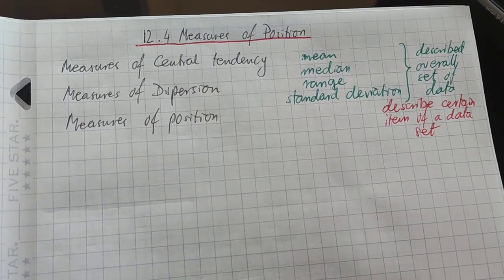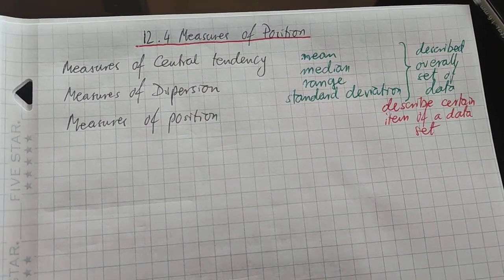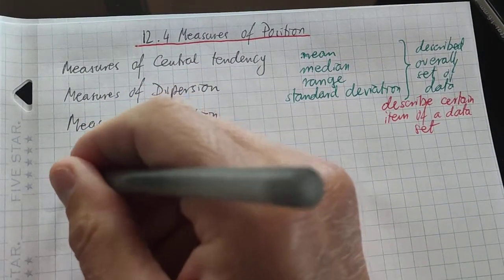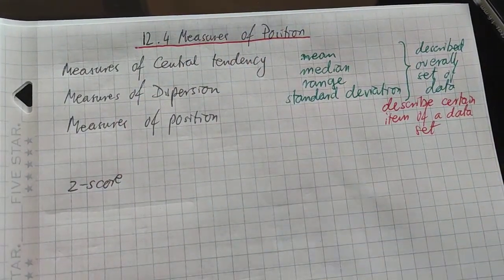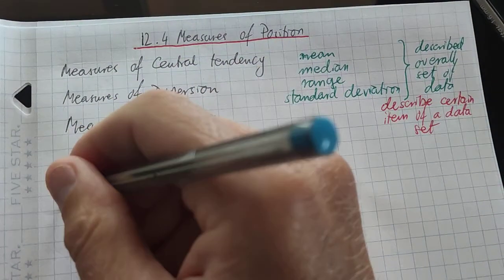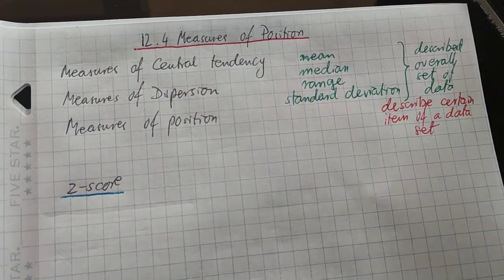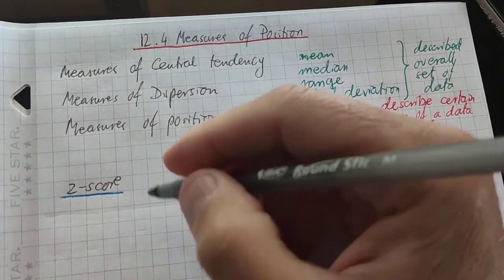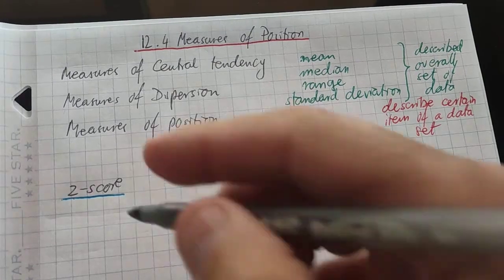There'll be a couple of those measures. The first one is z-score. Like all those measures of position, it describes the position of a specific data point in relation to the other data points. I'll give you an example in a second.